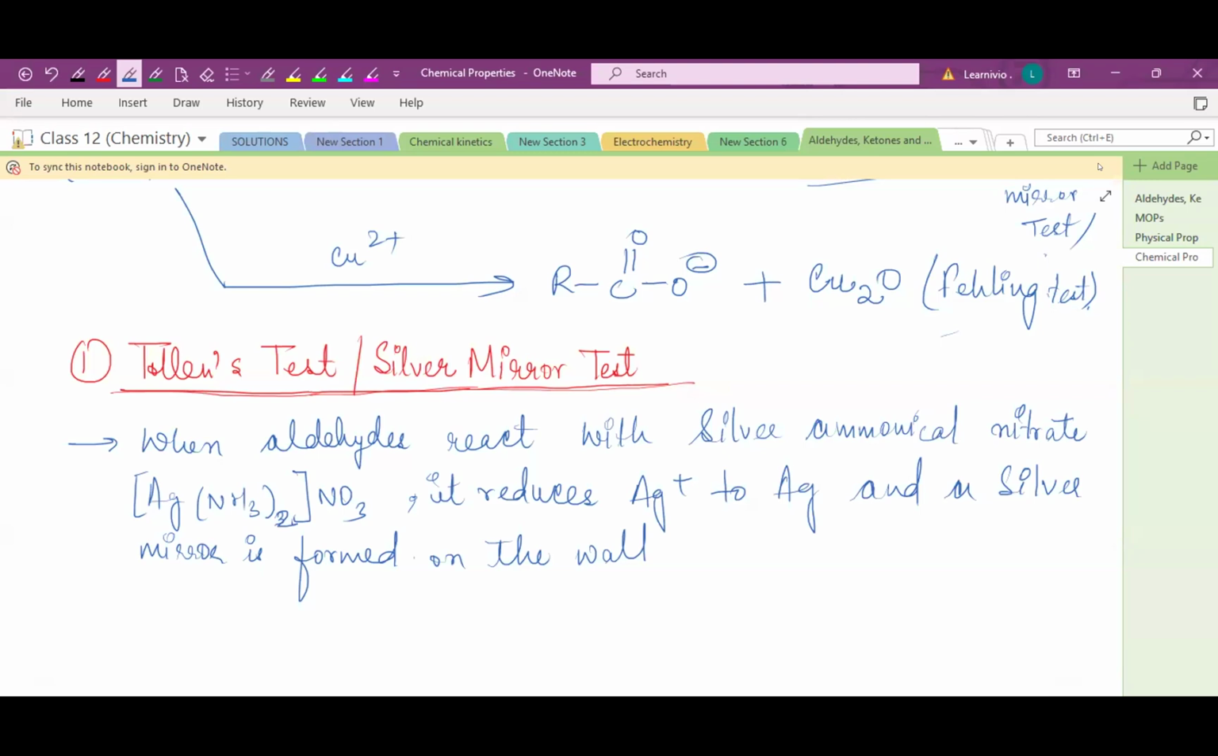Why? Because here you are using a mild oxidizing agent, and ketones do not oxidize easily. You have to treat a ketone with a strong oxidizing agent. In some drastic conditions the ketone will undergo oxidation, otherwise not. It's not very easy to oxidize a ketone. Write down this one, wall of the test tube.